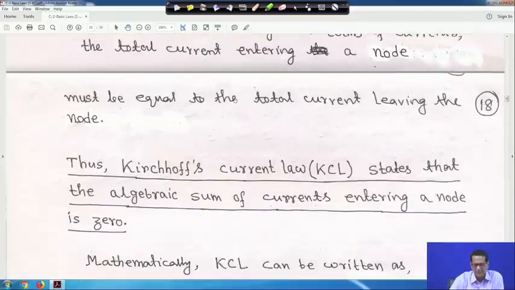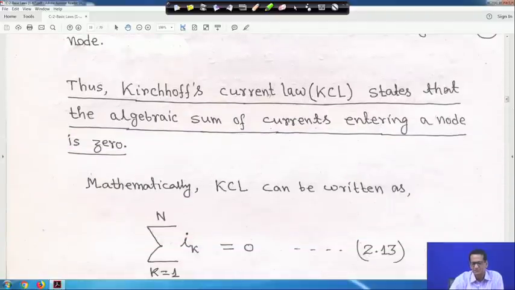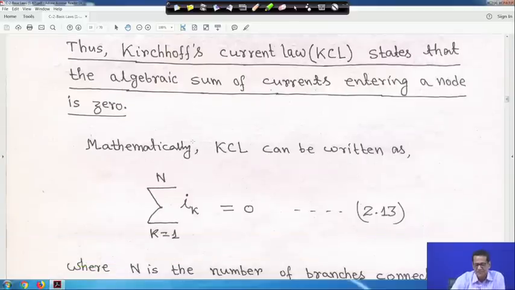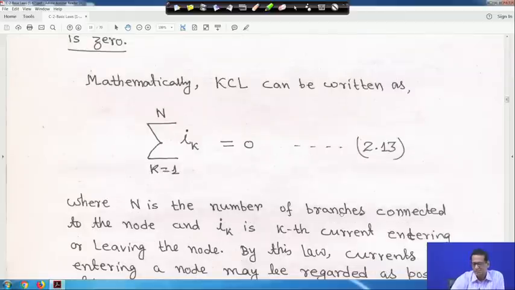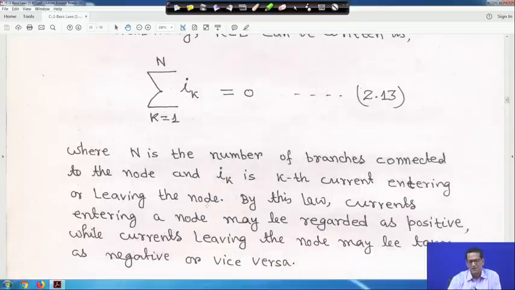Therefore, KCL, that is Kirchhoff's current law, states that the algebraic sum of currents entering a node is equal to 0. Mathematically, KCL can be written as the sum from k equal to 1 to n of I_k equal to 0. This is equation 13, where n is the number of branches connected to the node and I_k is the kth current entering or leaving the node. Suppose at a particular node 5 branches are connected; the algebraic sum of the currents entering or leaving the node is equal to 0.